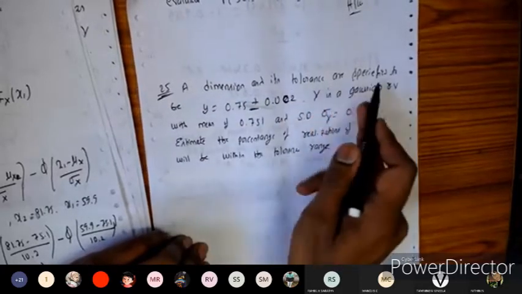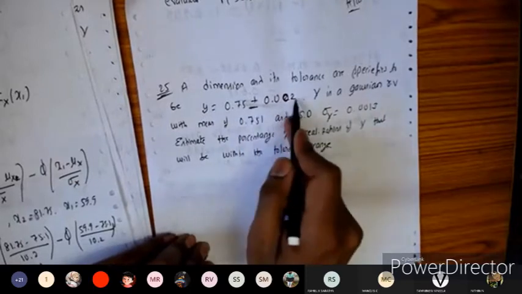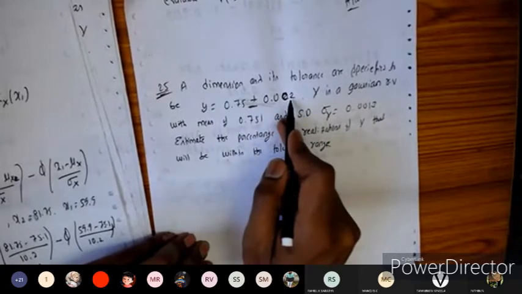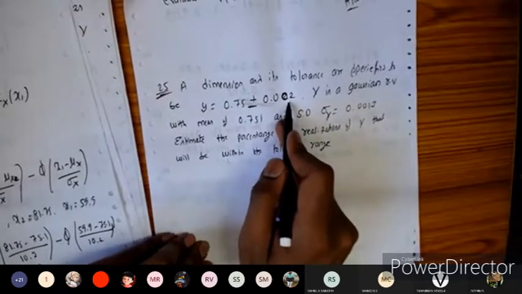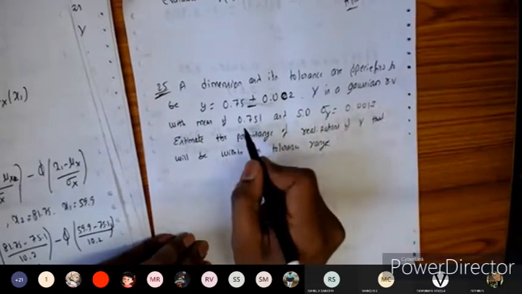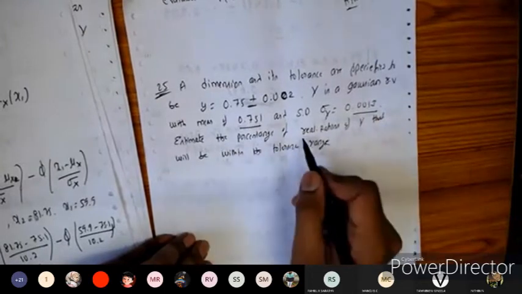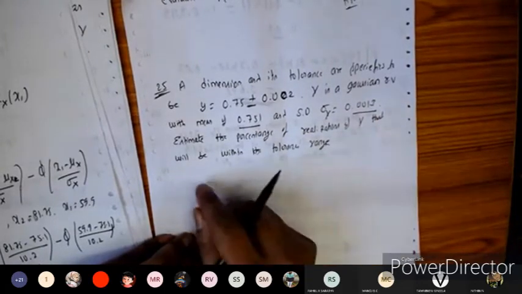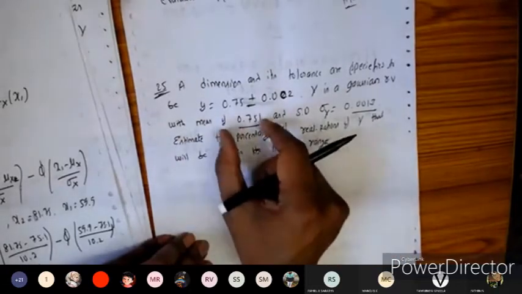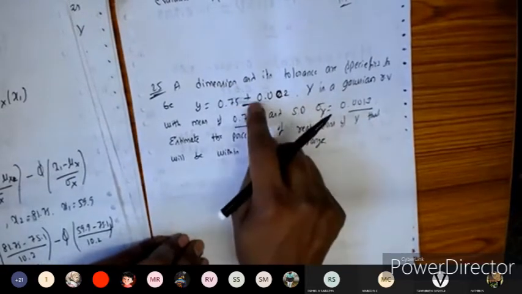A dimension and its tolerance are specified. So I can take the range 0.75 plus 0.002, or the range 0.75 minus 0.002. So y can take the two ranges here. Y is a Gaussian random variable, with the given mean and standard deviation. We need to find out the percentage of realizations of y that will be within this tolerance range, so that whatever components are manufactured lie within this tolerance range here.